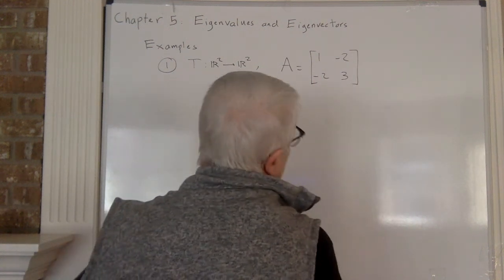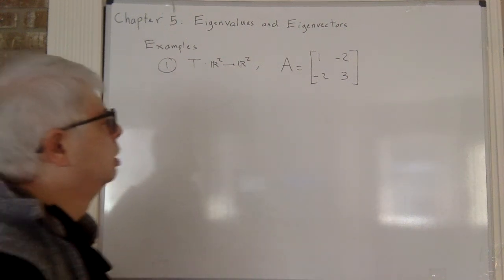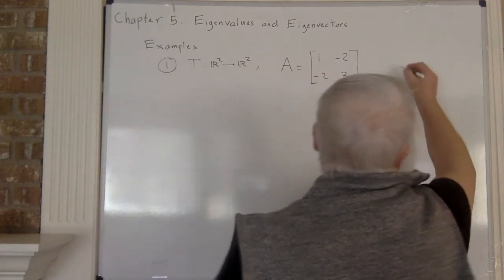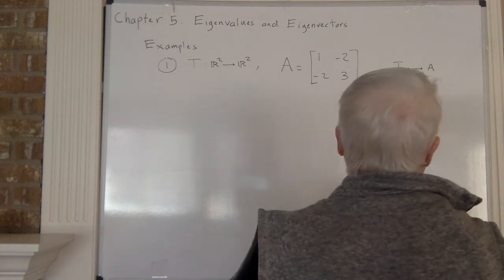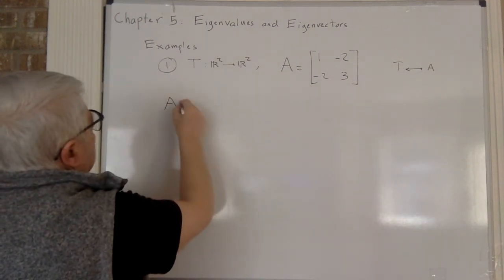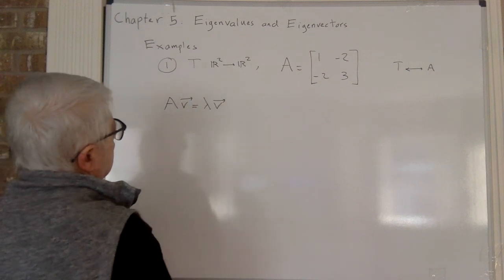And you realize I chose a symmetric matrix. There's a reason, we'll see why. So this T corresponds to A, or A corresponds to T. So the eigenvalue problem is this: A V equals lambda V.